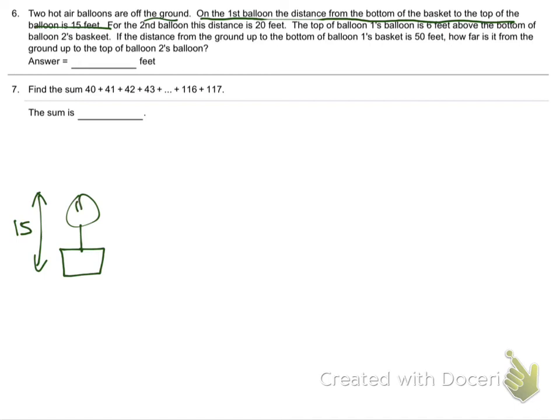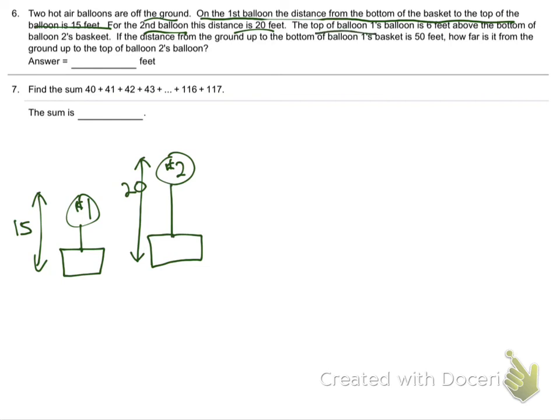So this is balloon number 1. Balloon number 2, the second balloon, this distance is 20. The second balloon has a little bigger distance there. So this is 20 bottom to top.